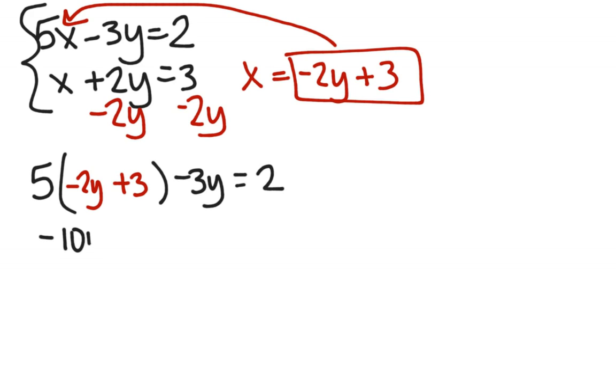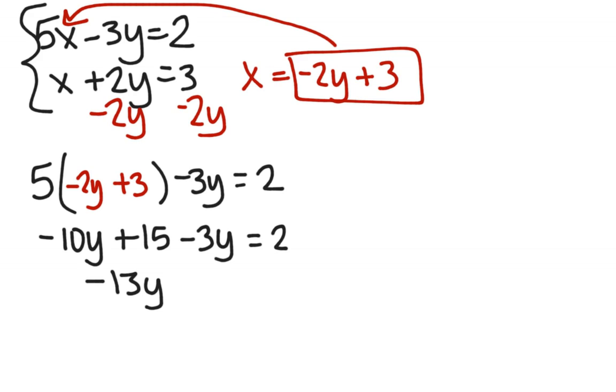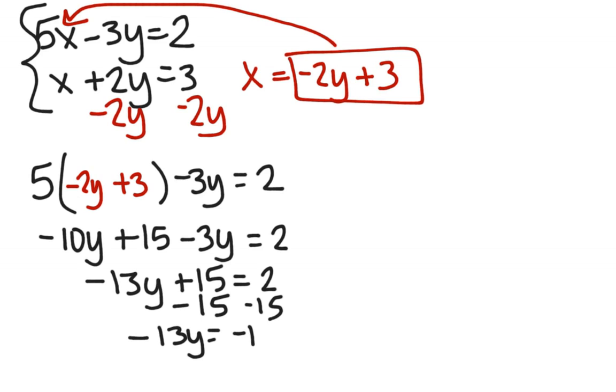Distribute, and I have negative 10y plus 15 minus 3y is equal to 2. Collecting like terms, negative 13y plus 15 equals 2. Subtract 15 from each side. Negative 13y is equal to negative 13. And divide each side by negative 13 to get that y is equal to 1. Again, I have an answer for y. I need to find x.